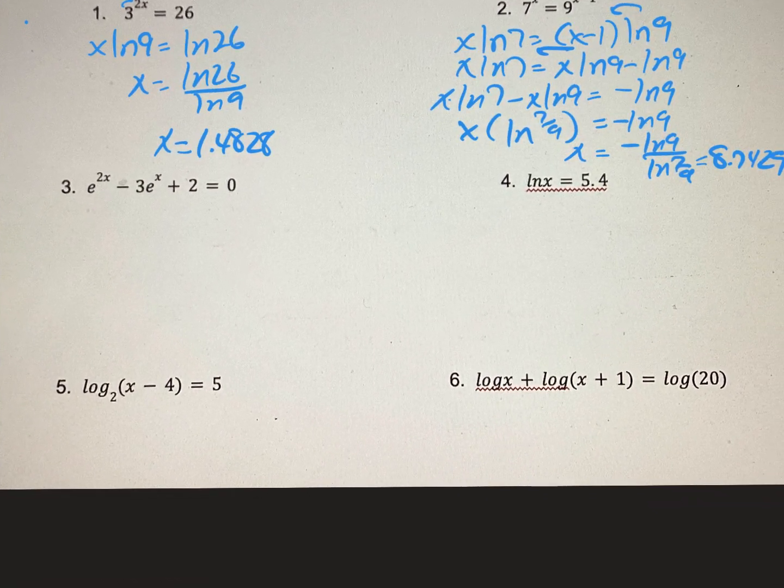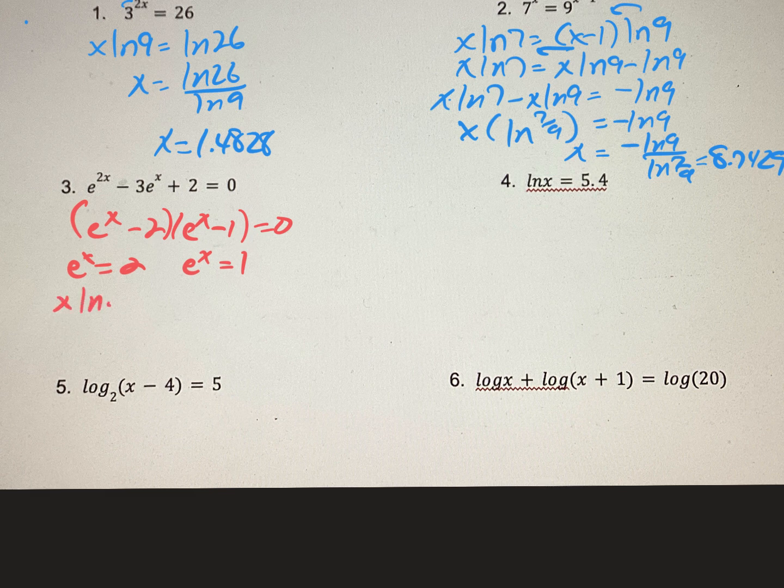Okay, number 3. Going to factor number 3, using e to the x minus 2 and e to the x minus 1, which means my solution, that means e to the x must be 2 or e to the x must be 1. So to solve that, to make that e disappear, I'm going to do natural log on both sides, which means obviously put the exponent in the front. So I got x natural log e equals natural log 2 over here. Natural log e is really just 1, so it cancels. Natural log 2, if you punch that in, you're getting 0.6931.